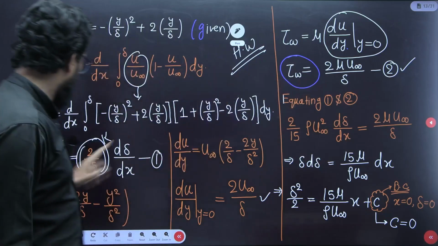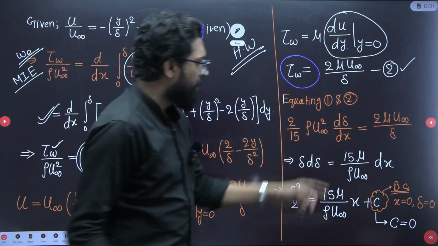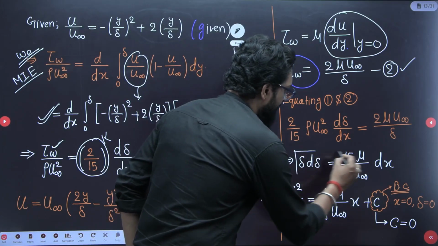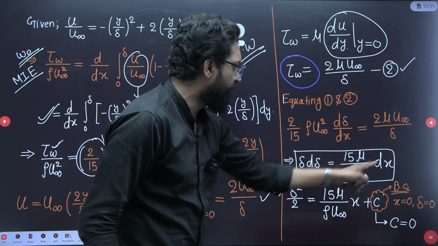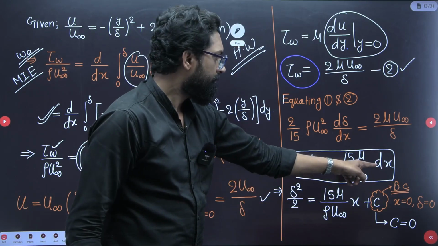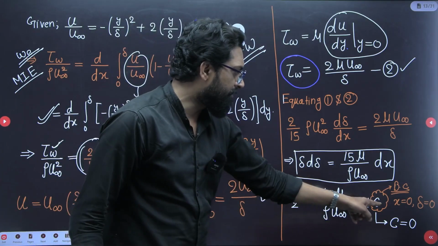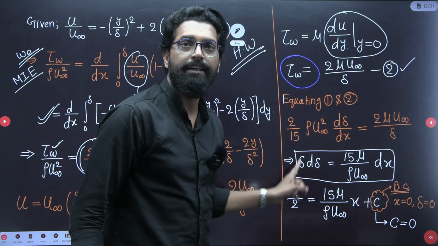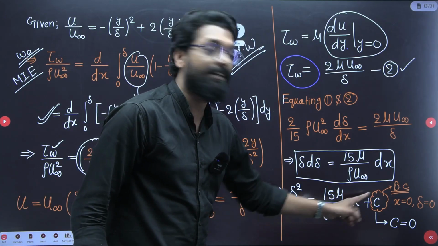So, we are equating this wall shear stress. Now, after equating, we have this relation: delta d delta equals 15 mu by rho u infinite dx. Okay, now we have to integrate this equation. After integration, there is some constant value c. If you integrate it, delta square by 2 equals 15 mu divided by rho u infinite x plus c.